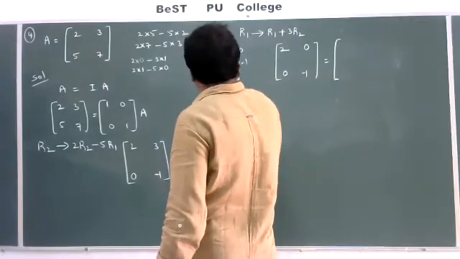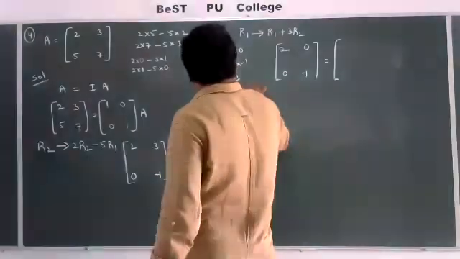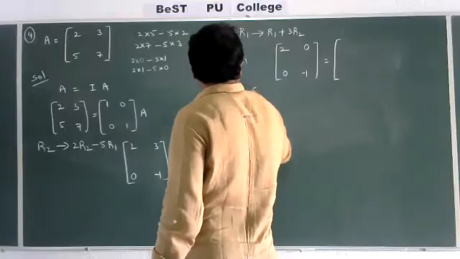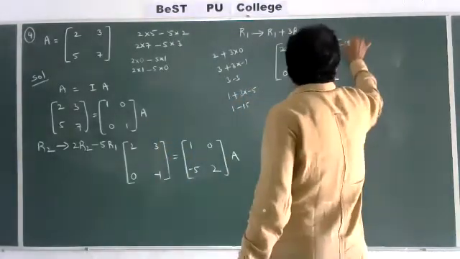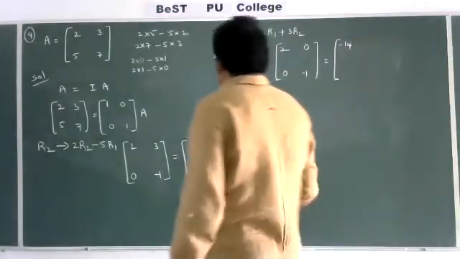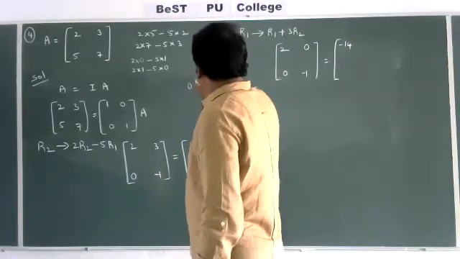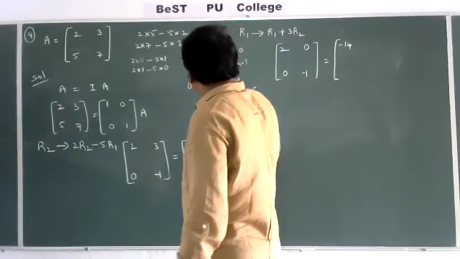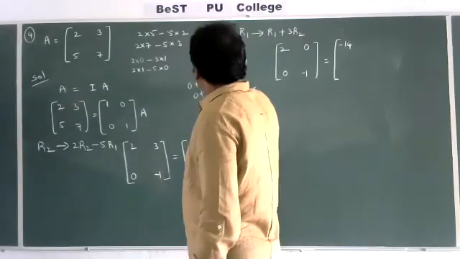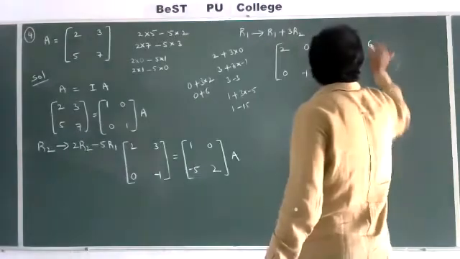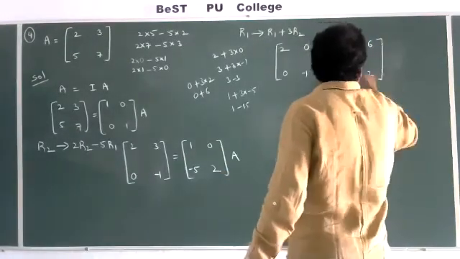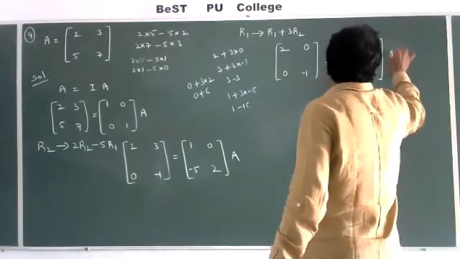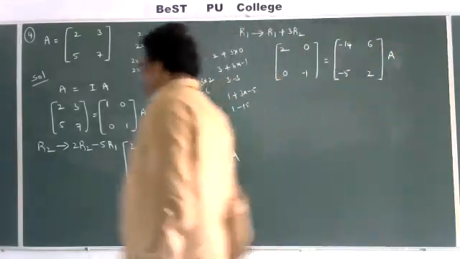That is R1, 1 plus 3 into R2, that is minus 5. 1 minus 15, that is minus 14. Next R1, that is 0 plus 3 into R2, that is 2. That is 0 plus 6, that is 6. Second row you write the same, minus 5, 2, into A.